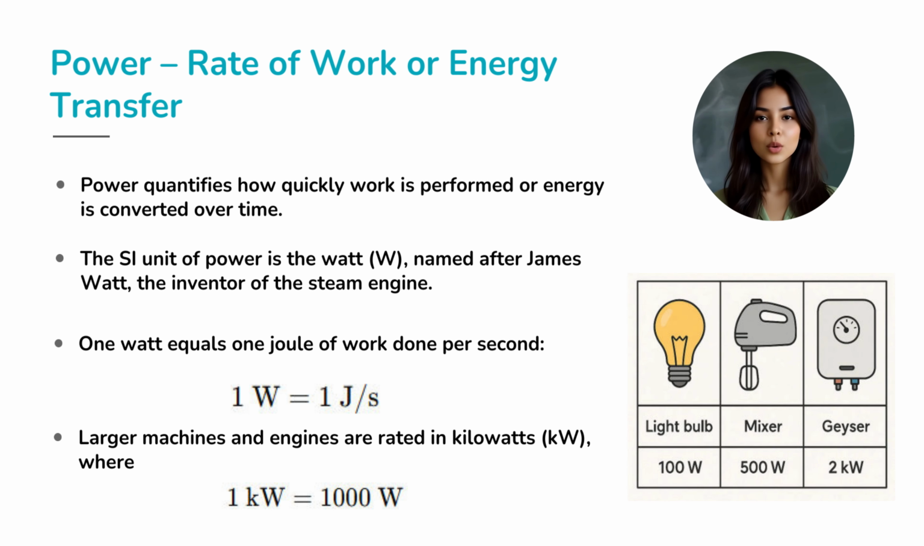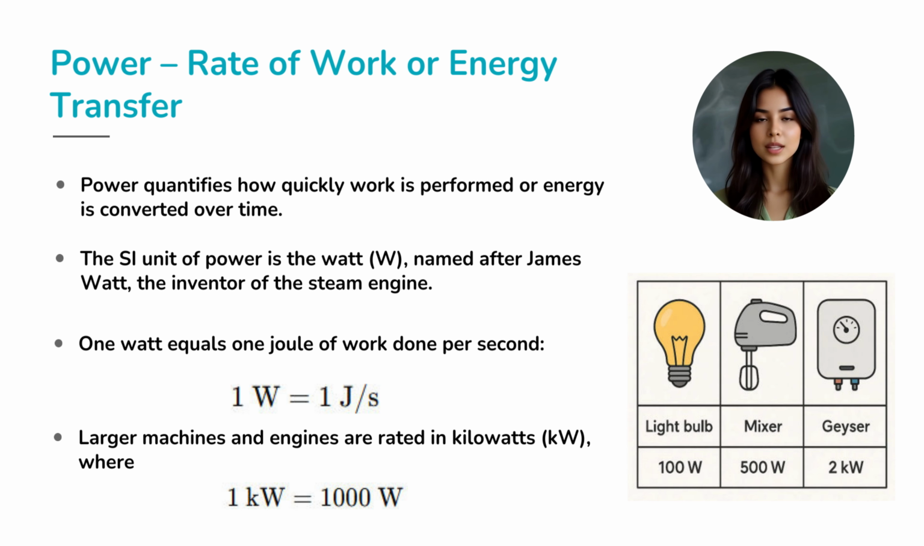Alright, now that we know what power means, let's give it some numbers and units. In physics, power is the rate of doing work or transferring energy with respect to time. The SI unit of power is called the watt, named after James Watt, the man who made steam engines super efficient back in the 18th century. 1 watt means doing 1 joule of work per second. We can say 1 watt equals 1 joule divided by 1 second. That's written as 1 W equals 1 J per s.